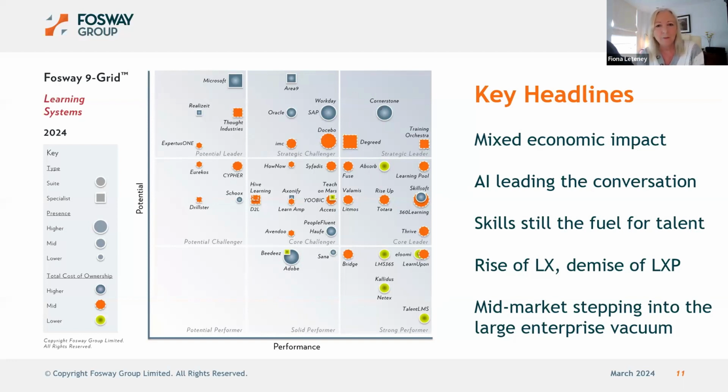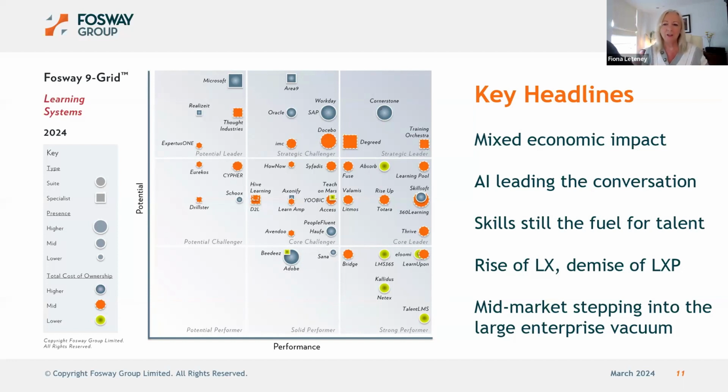But another of the adaptive systems was Drillster that actually made it onto the grid this time. The other moves that were quite significant. So Docebo have moved from their core leader position, where they have been for many, many years, up into the strategic challenger zone. And we'll maybe come back to that in one of the headlines talking about large enterprise learning, and we've got some more research coming out very shortly on that subject. But congratulations to Docebo for the move up from that perspective.